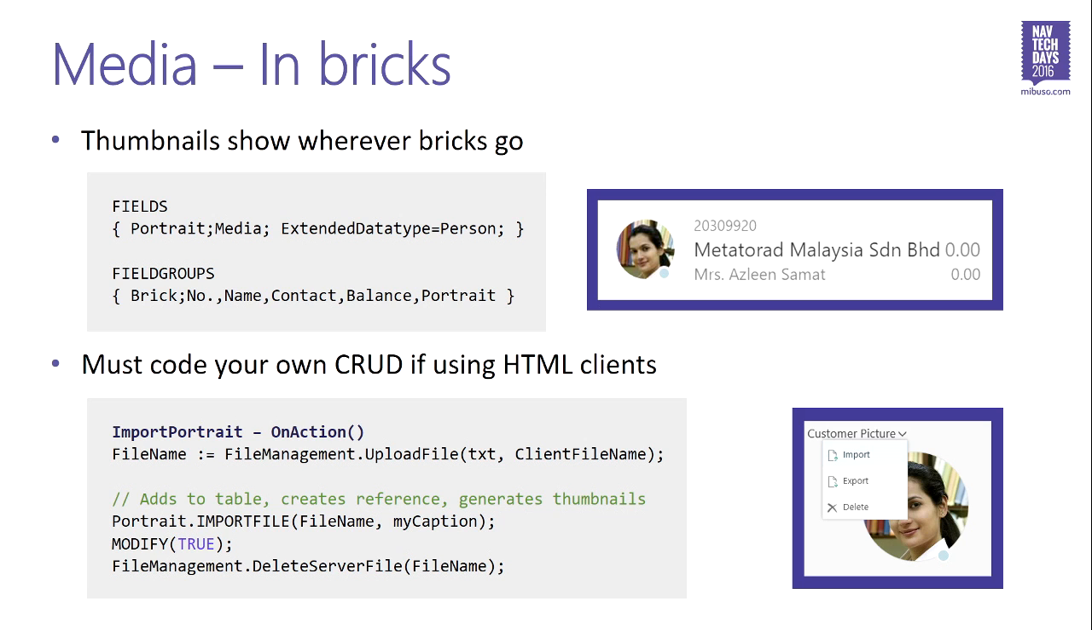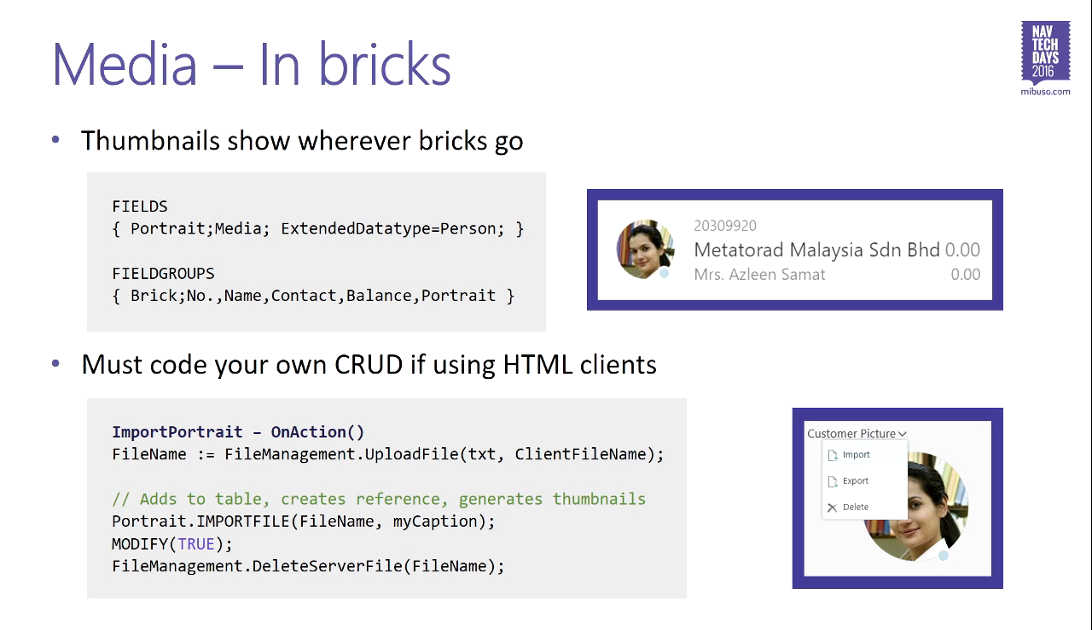And you might be wondering why we have the extended data type set to person. This is something new we added. If you set that to person, you get a circular image like you see here. In the item list, we have a square image, but if you set it to person, that's the default one. But if you go to the person, we have the circular image. So once you have this, all you need to do is define a field group and set the name of the group to be bricks. And you have to add the media field as one of the fields you want to show, and it will show up like this.